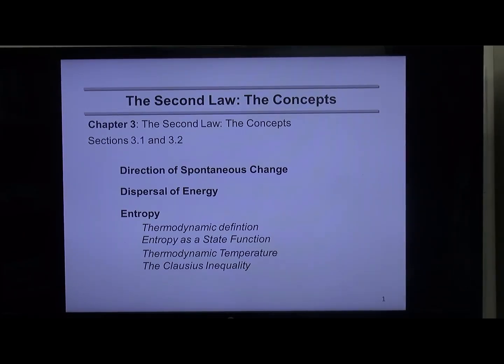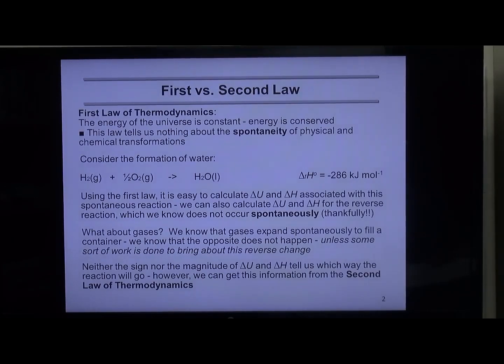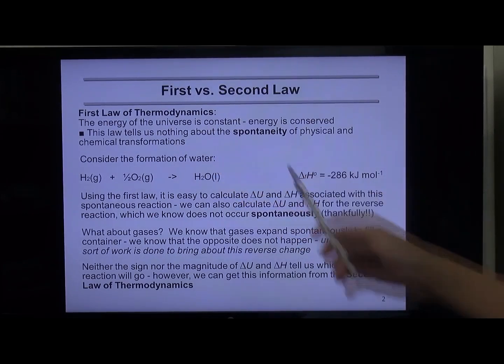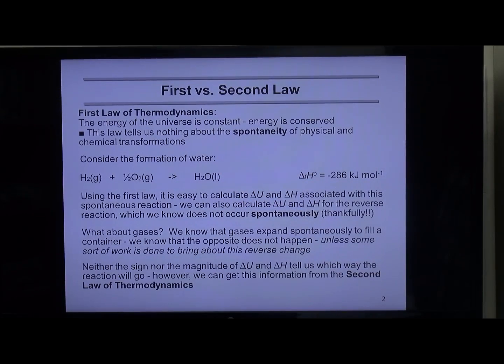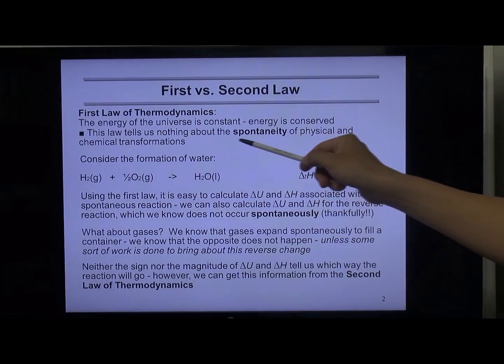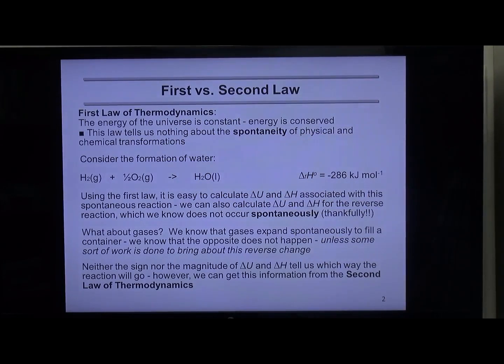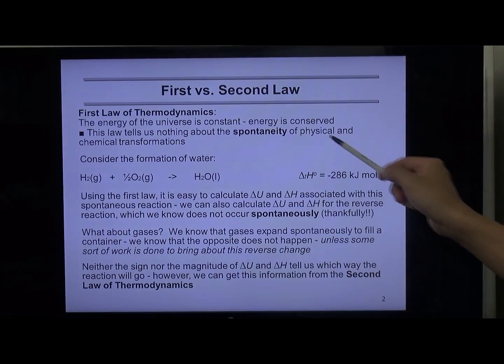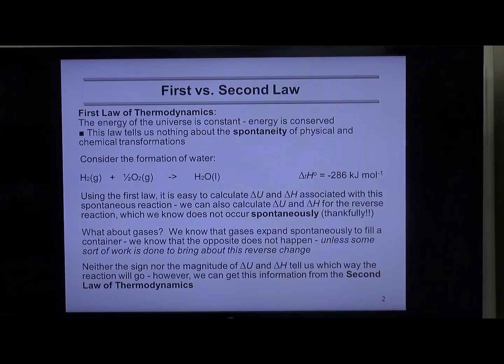Alright. Let's review the first law. First law of thermodynamics: the energy of the universe is constant. For an isolated system, delta U is 0, right? But this first law does not tell us anything about the spontaneity of physical or chemical transformation.